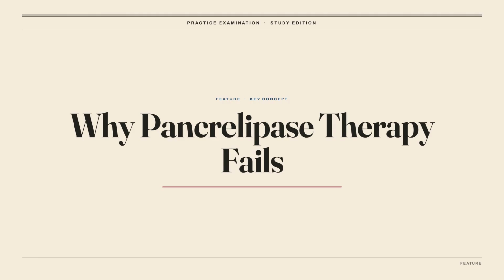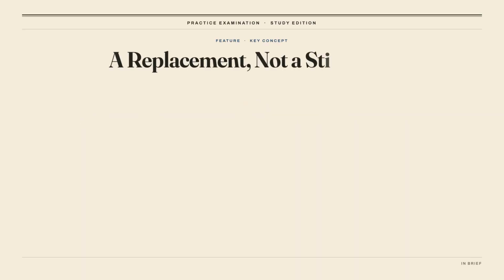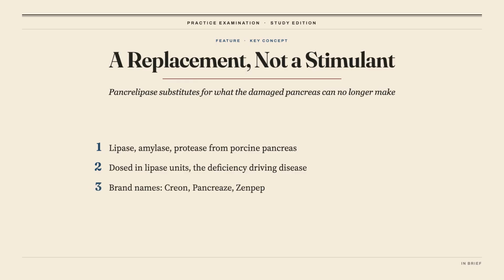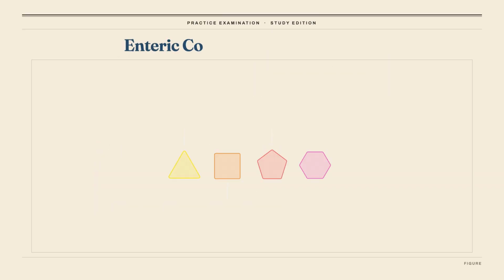Pancrelipase almost always works pharmacologically. When it fails, the cause is usually how the patient takes it, not the dose itself. The drug contains lipase, amylase, and protease from porcine pancreas, dosed in lipase units because lipase deficiency drives the clinical problem. Brands like Creon, Pancreaze, and Zenpep replace enzyme output, but they don't repair the gland itself.